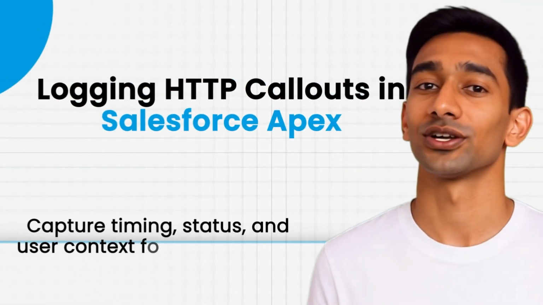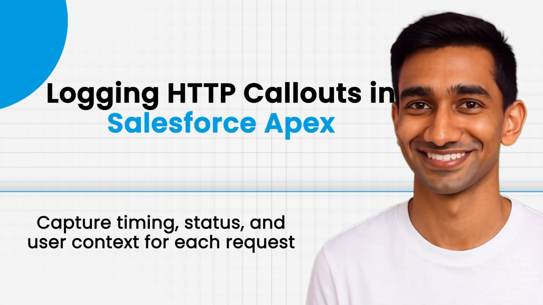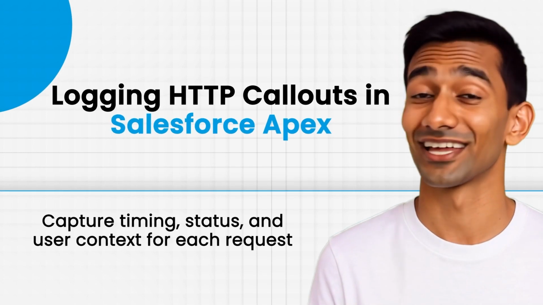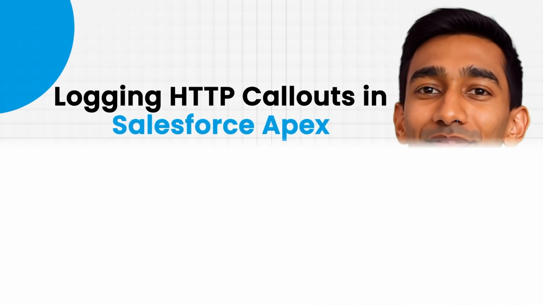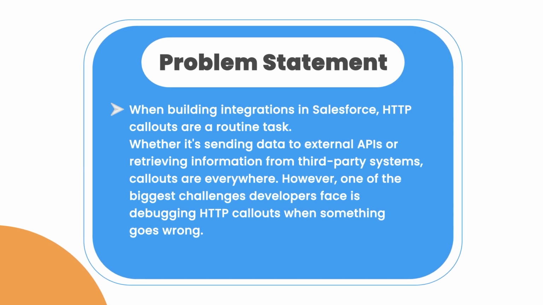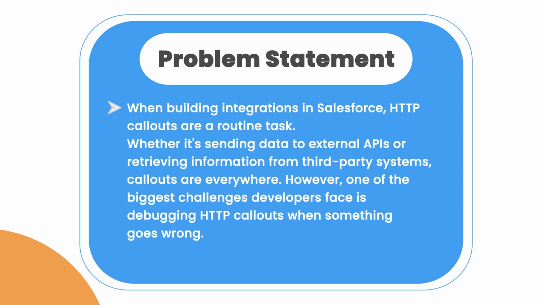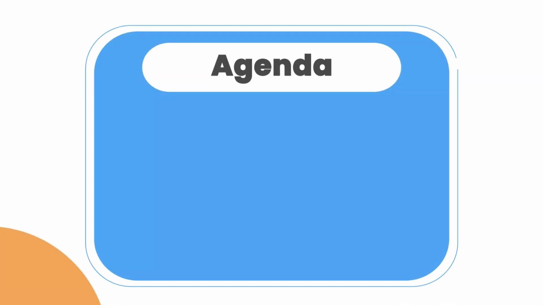Hey everyone, in this video, we are going to solve a very real problem that every Salesforce developer faces. That is, how to debug and track HTTP callouts easily. We will build a simple tool that automatically logs all the important details of an HTTP callout, like the request, response, status, who triggered it, and how long it took. Let's take a quick look at what we are going to build.